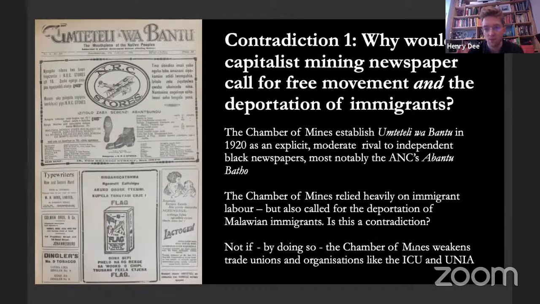Well, in some ways that makes sense in terms of the Chamber of Mines wanting to restrict the employment of immigrants to just the gold mines. So it wants to cut out competition with other businesses in other urban areas, so it doesn't have to pay as high wages. But secondly, it also very much wants to undercut prominent organizations like the ICU, the ANC, the UNIA. And by dividing and ruling the Black working class in South Africa, it can gain more power. And this is part of its broader assault on the ICU, this pushing of anti-immigrant politics.